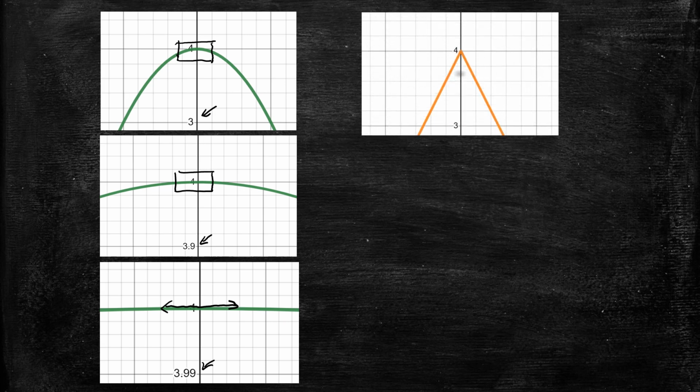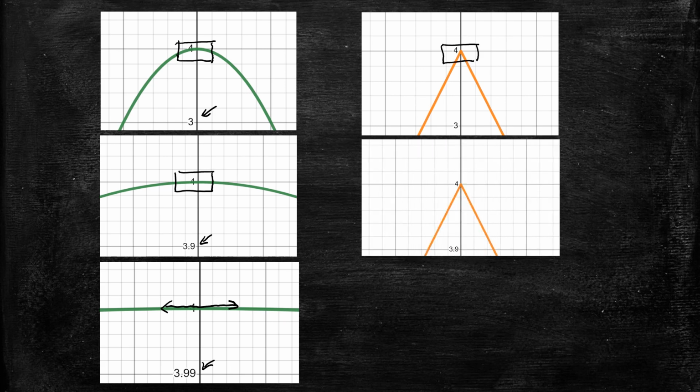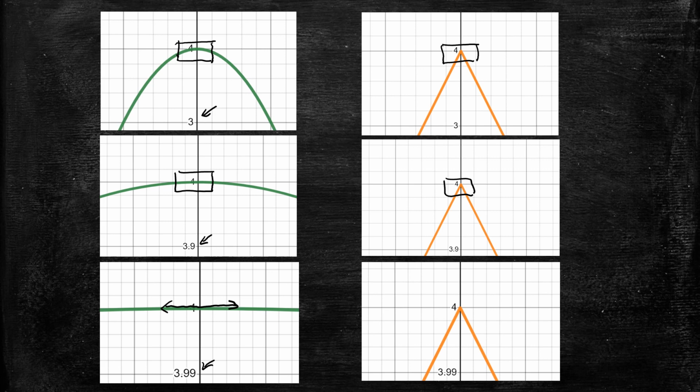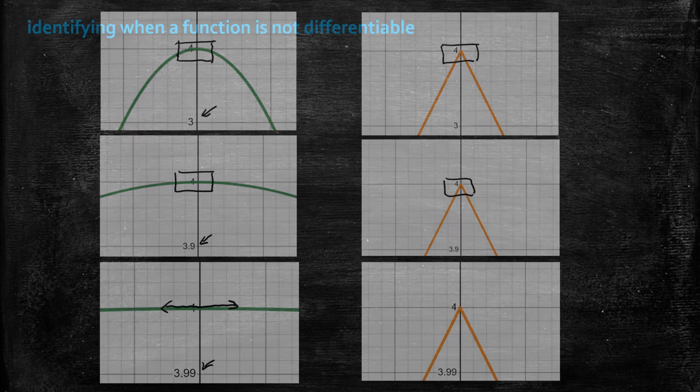In contrast, if I take the same kind of regions for the pointy peak, notice that it looks exactly the same. And if I repeat, ditto. We're not changing the shape of the peak at all. No matter how much we zoom in, we'll never smooth out that peak. Therefore, it's not differentiable at x equals 0.